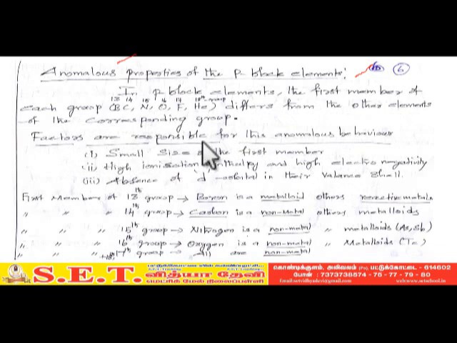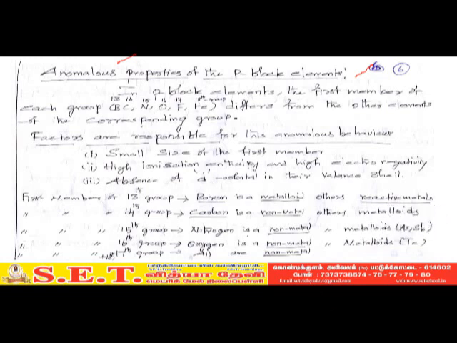The factors depend on the size of the elements in the group, and high ionization energy and high electronegativity, and absence of d orbital. These are the factors of anomalous properties in the d block elements. For example, the first member of the 13th group is boron, a metalloid, and others are metals.